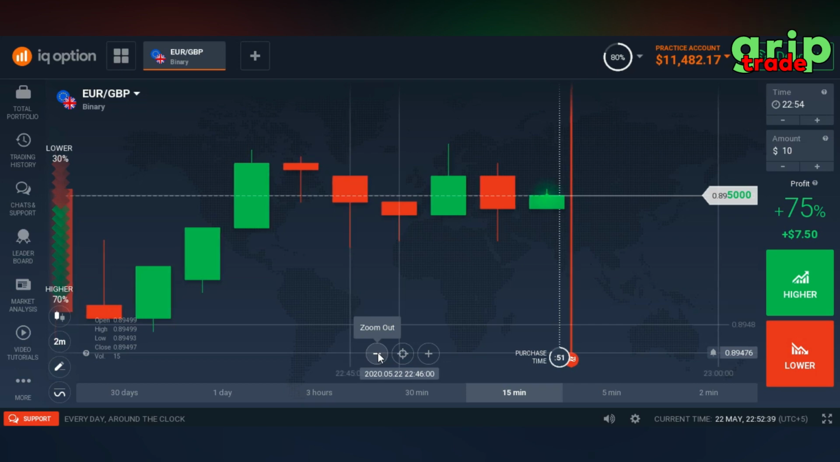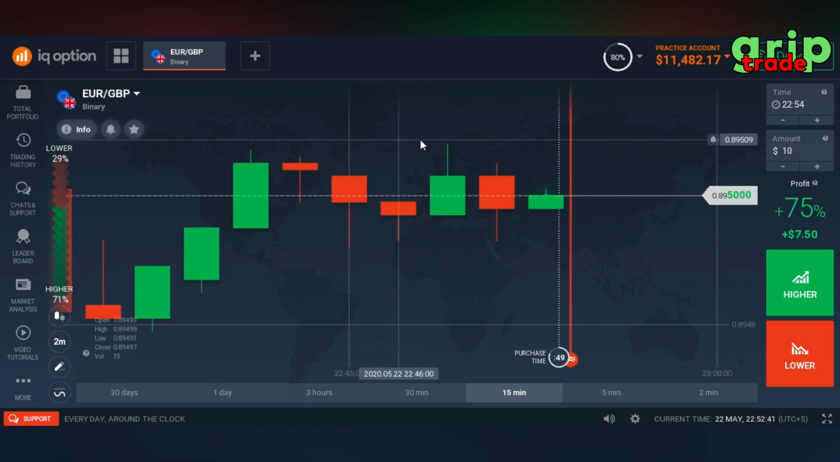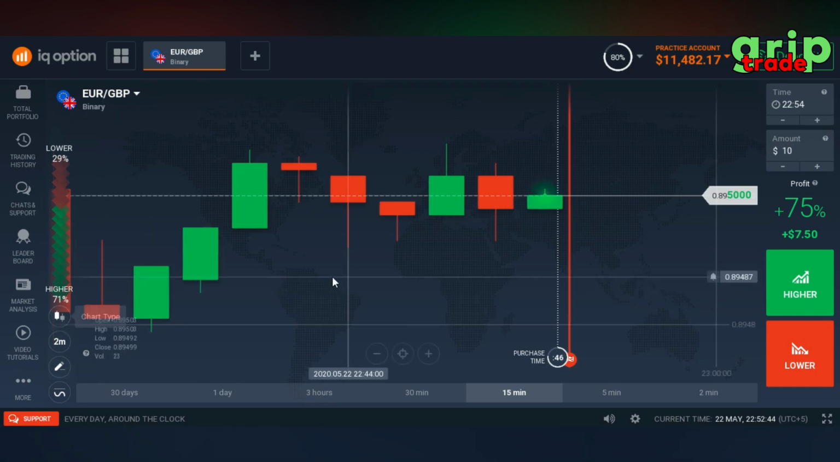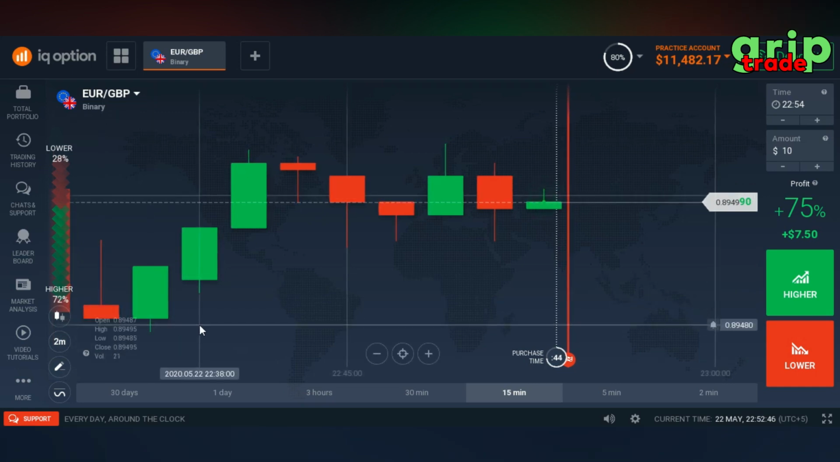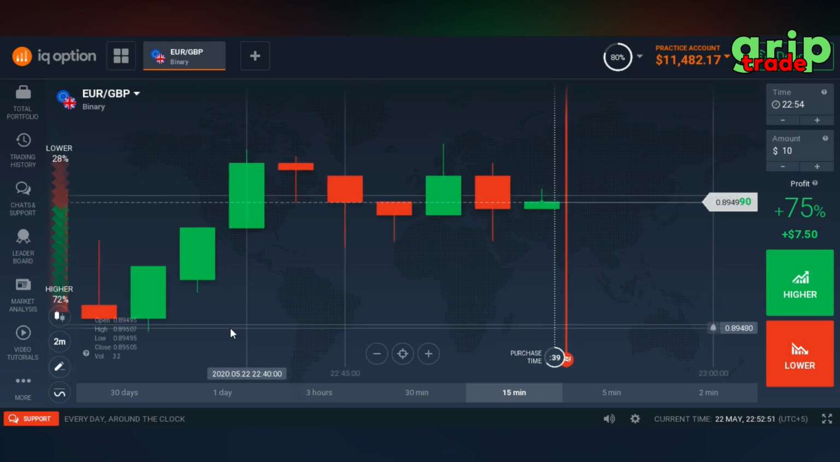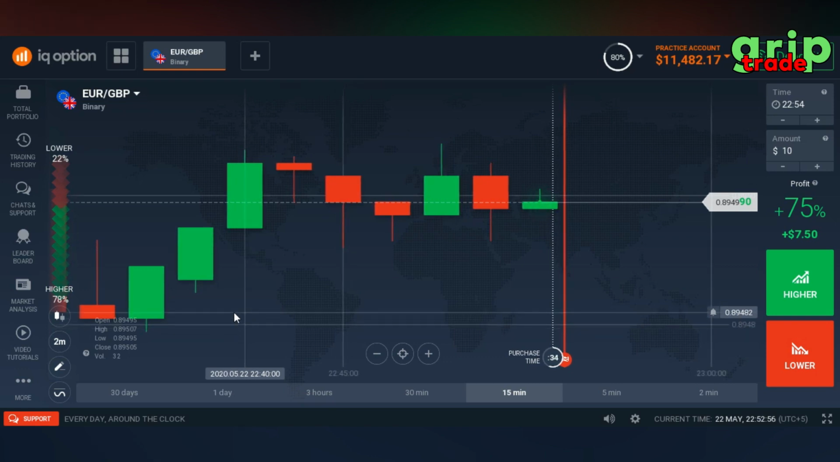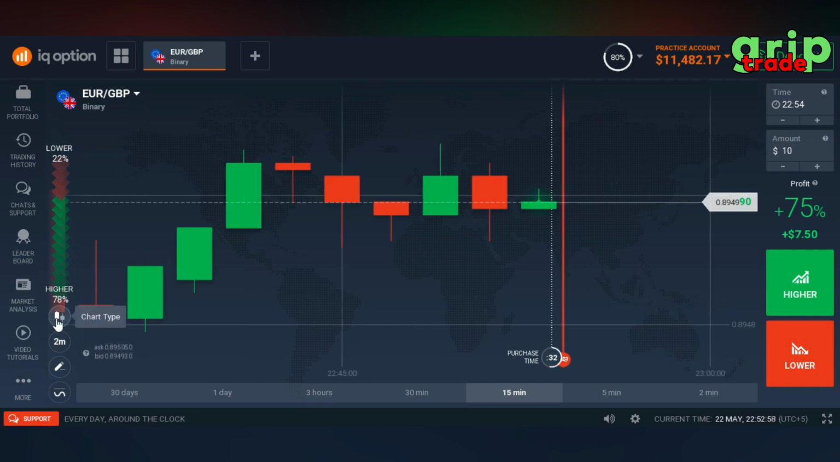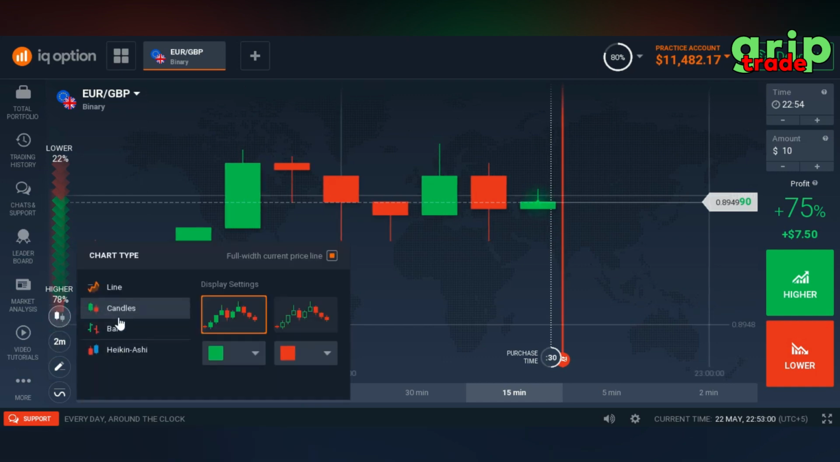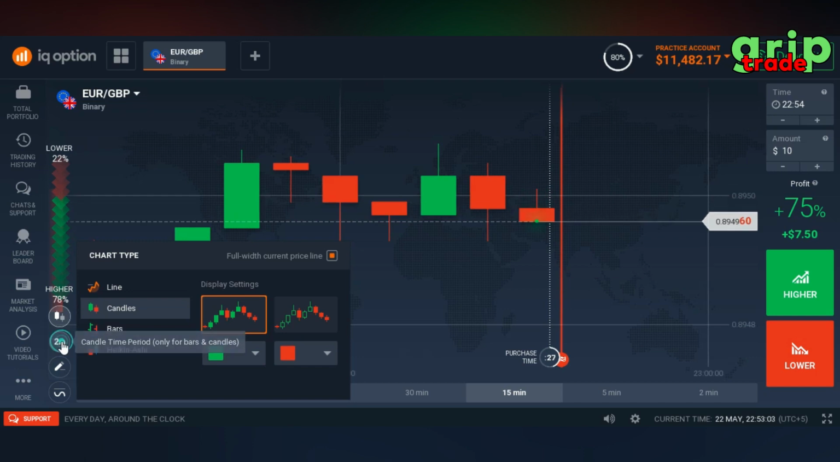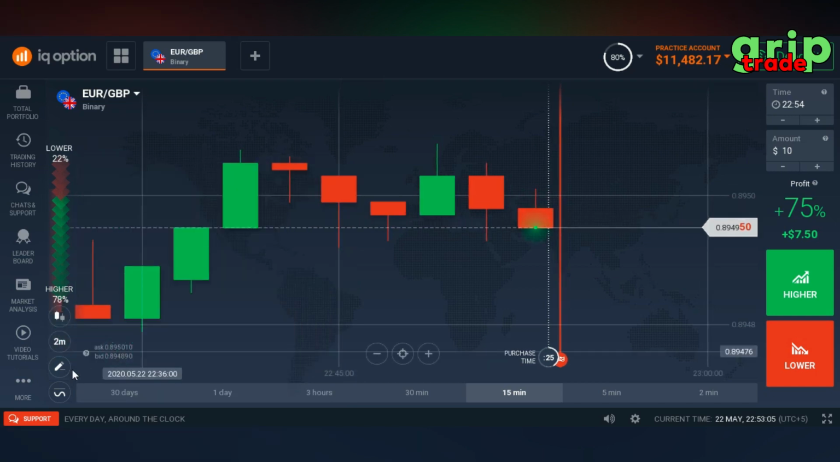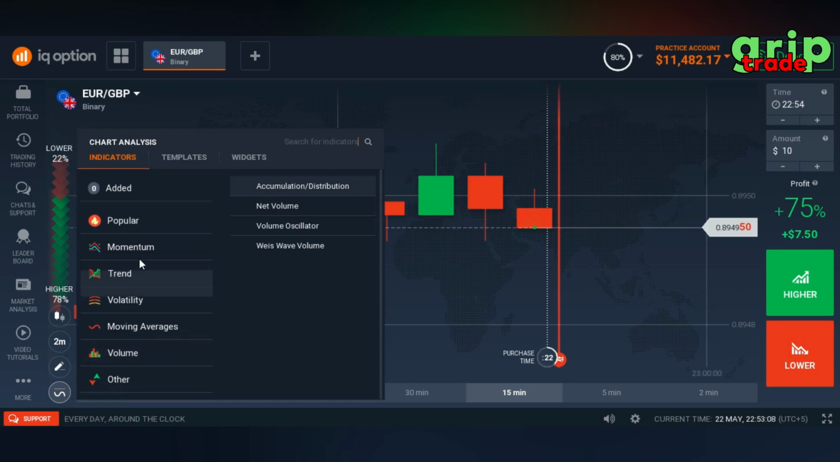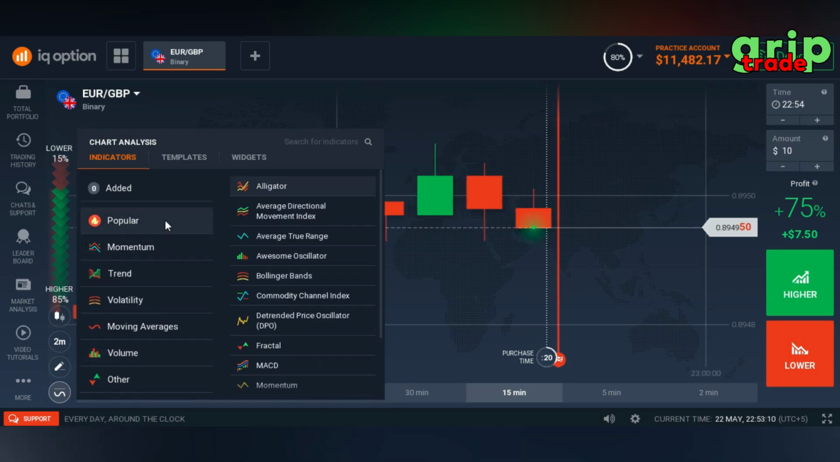So it's the broker window in front of you. All you need to do is watch out, take a notepad and set the indicator as I tell you. It's a very simple indicator, just one, and you're going to make really good bucks every day if you utilize it properly. You need to set the chart type as candles. The candle time period should be 2 minutes. And then you need to go into the indicator section and set the indicator.